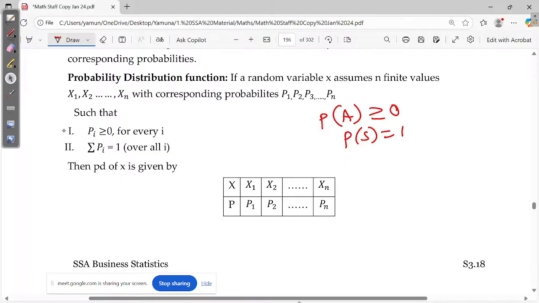Likewise, if you define, what's the first one? Probability of A is greater than or equal to 0. Yes, I'm talking about probability value greater than or equal to 0. Correct? Second, probability of the whole sample space is equal to 1, which means total probability equals 1.